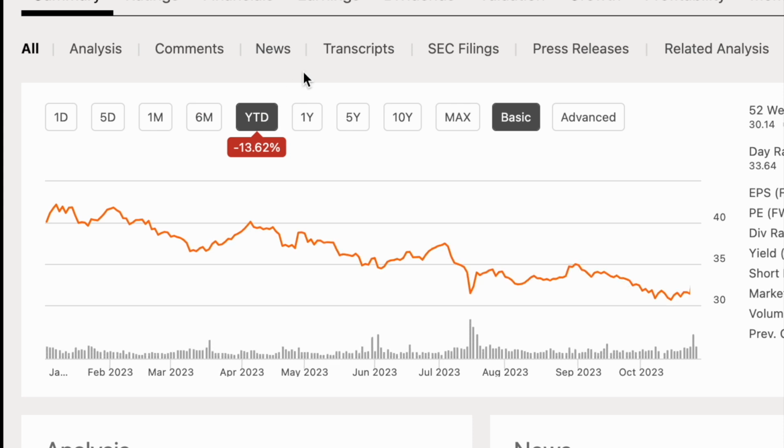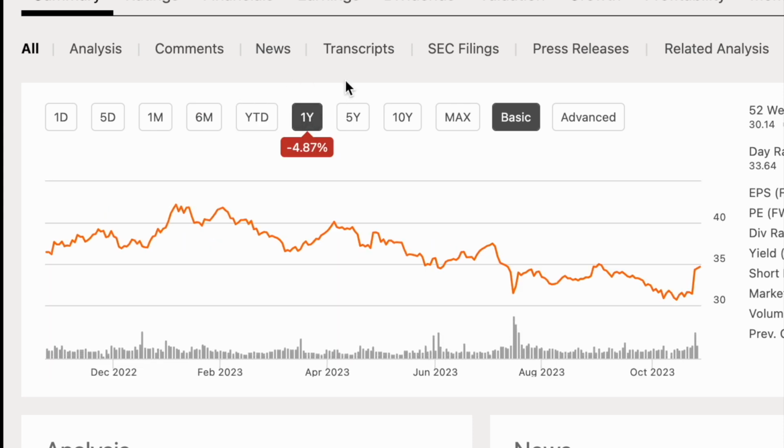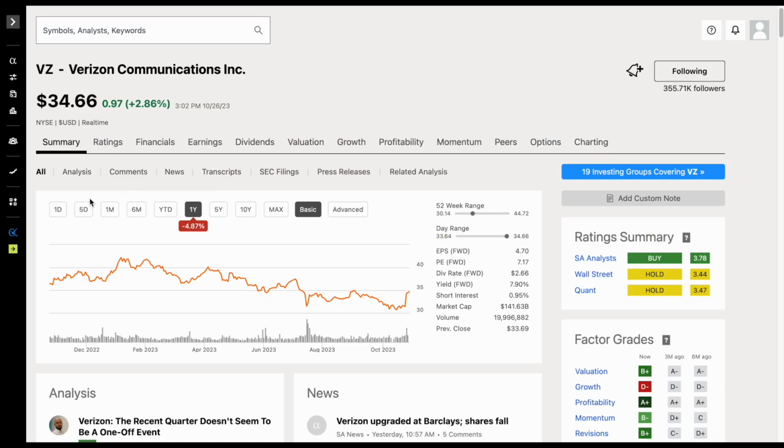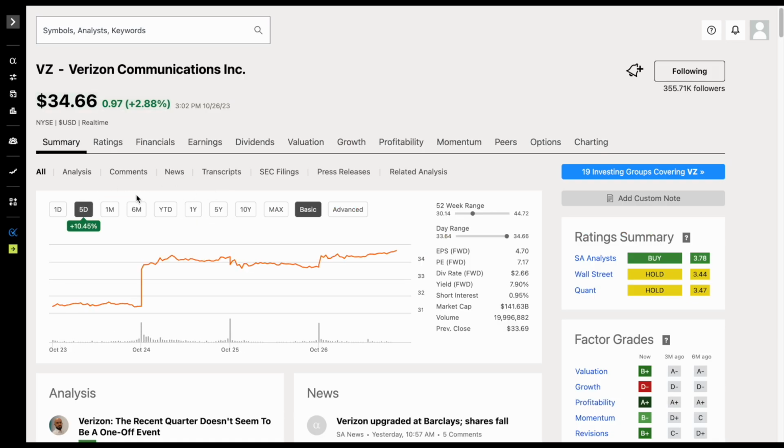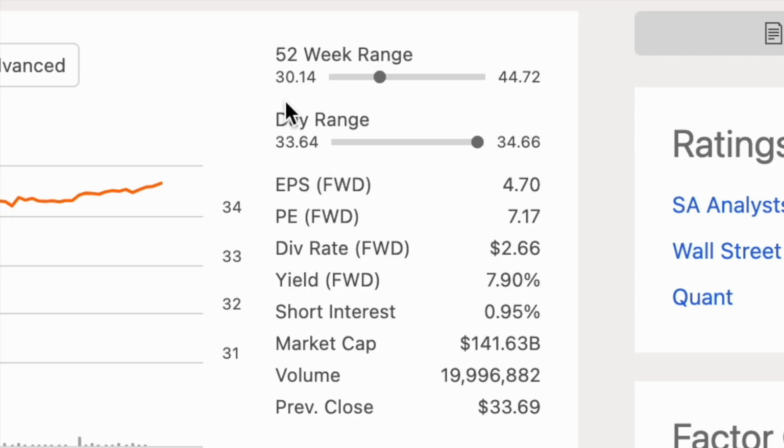We can see year to date, the company is currently down around 13.62%, and over the past year, down around 4.87%. And like I pointed out, over just the past 5 days, up almost 10.5%. And we can see before that, they were actually trading right at their 52-week low, close to around $30 per share. Early this year, they've traded as high as around $44.72.